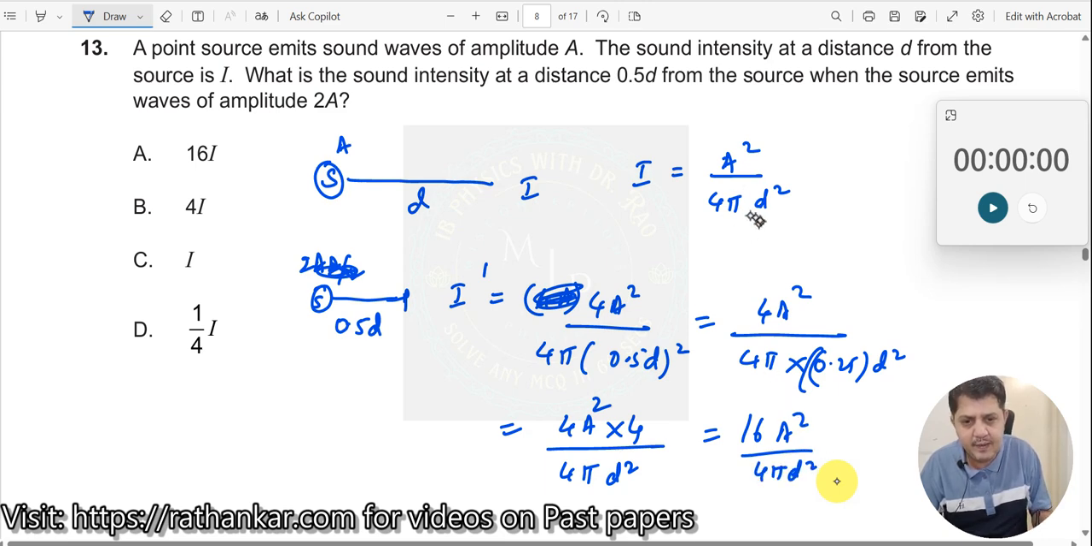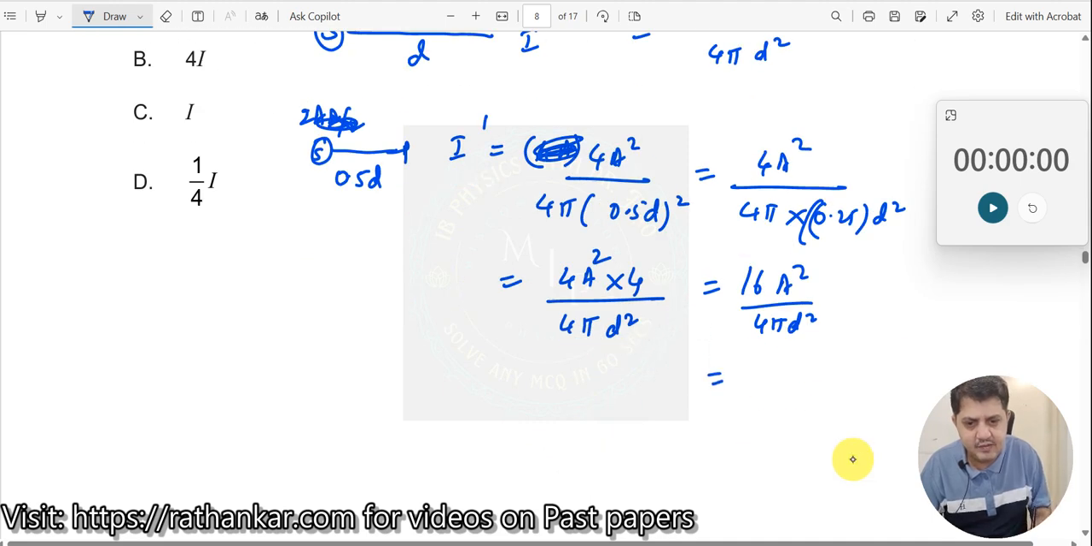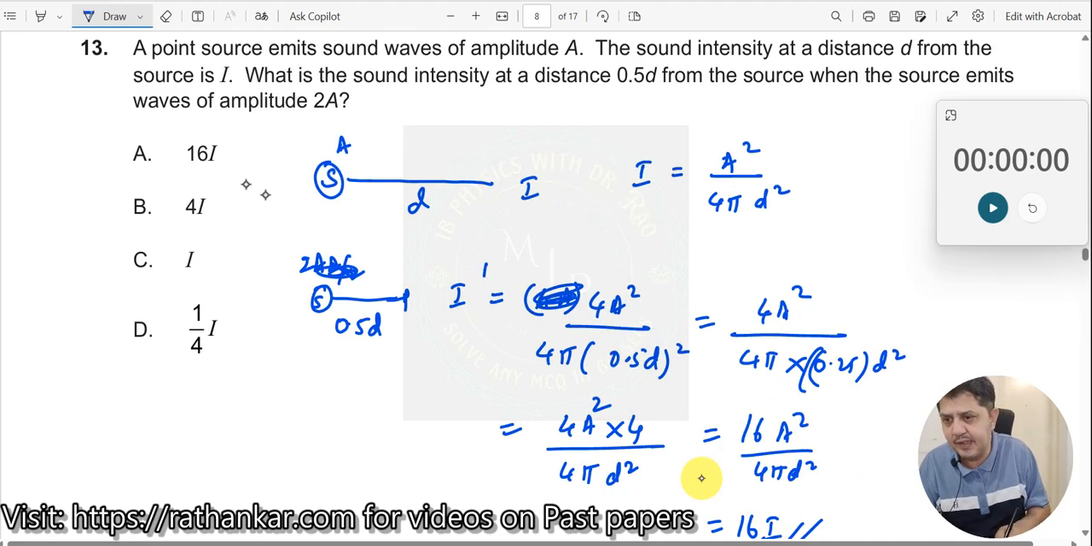Now A square by 4 pi d square is I, right? So I can now write this as equal to 16 times I. So the answer should be 16 times I. Answer is E.